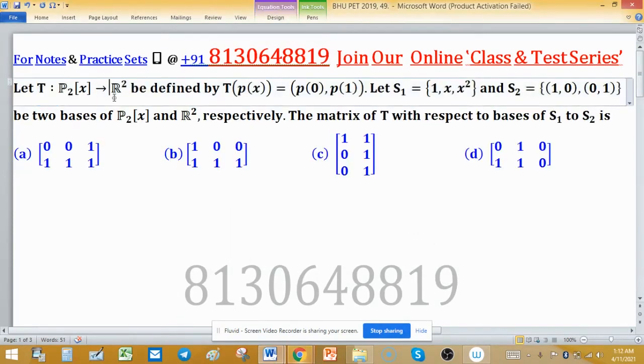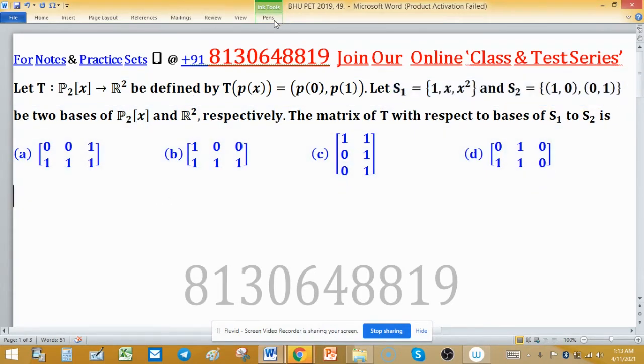Let T be a linear transformation from P2(x) to R², where the image of any polynomial under T is the ordered pair (p(0), p(1)), with p(0) as the first component and p(1) as the second component. If S1 is the set {1, x, x²} and S2 is the ordered pair basis {(1,0),(0,1)}, with these two bases known as the standard ordered bases of P2(x) and R², find the matrix of T with respect to bases S1 and S2.